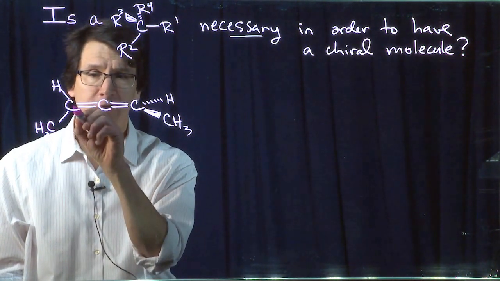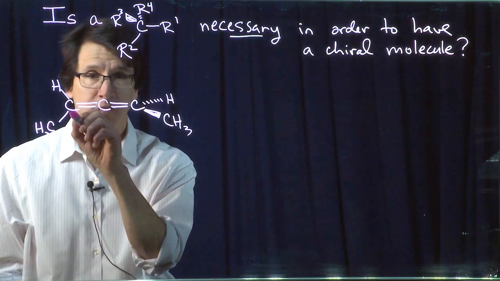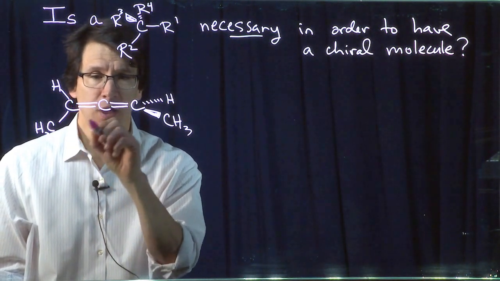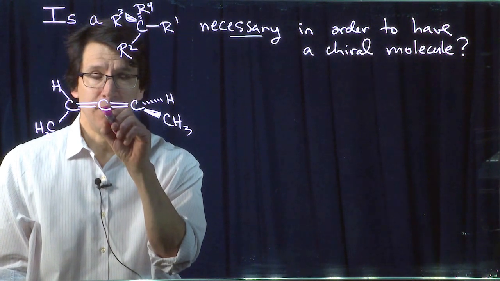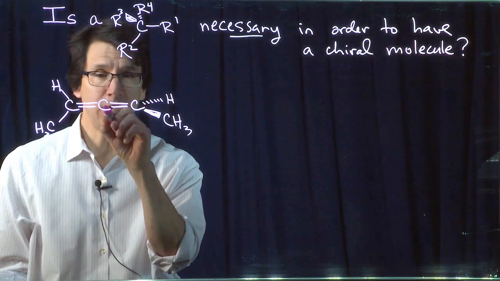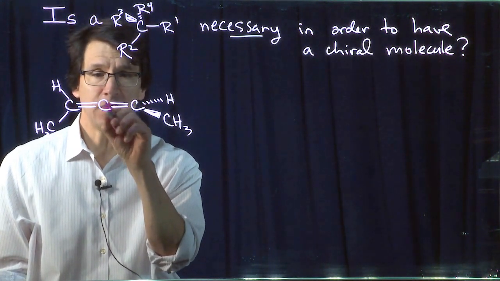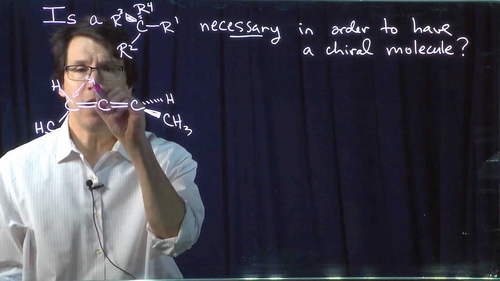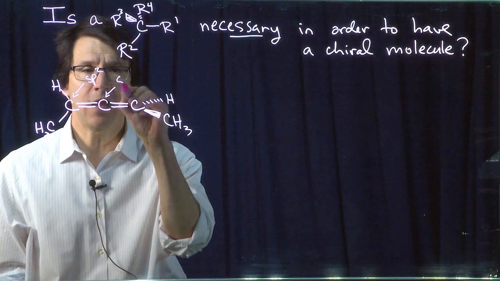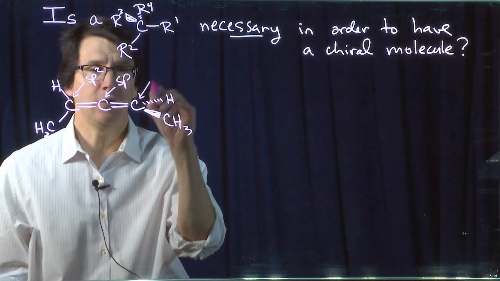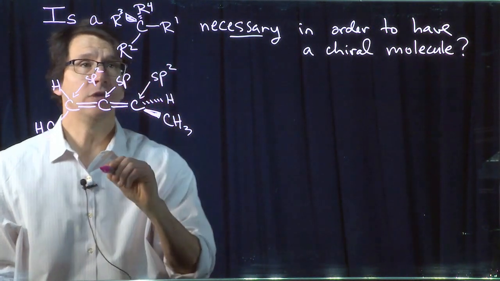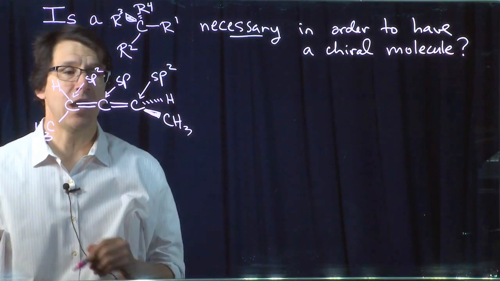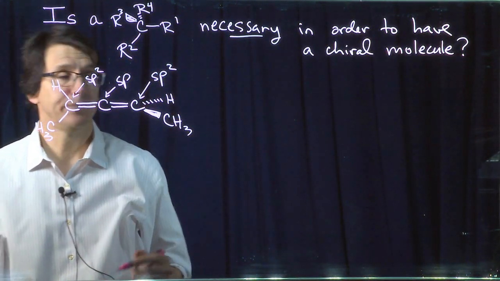How about this carbon? Is this carbon sp3 hybridized? No, it isn't. What's its hybridization? sp2. How about this carbon? That's certainly not sp3 hybridized. What is it hybridized? That's kind of an interesting case. That's sp hybridized, right? So this is sp2, this is sp, and this one is also sp2. So does this molecule have any sp3 hybridized carbons of this type? No, it does not. Okay?